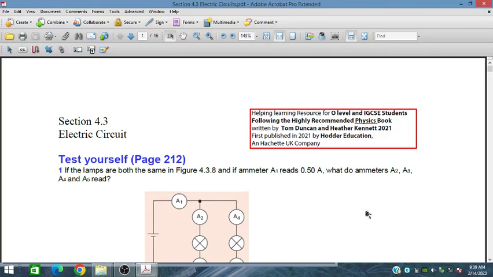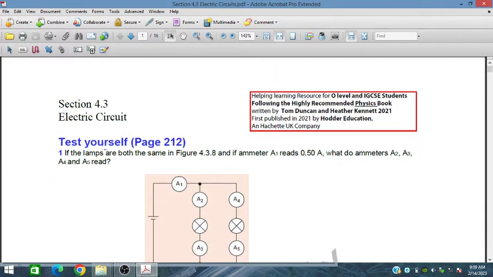Bismillah Rahman Rahim. In this session, we will discuss section 4.3, electric circuit, for another subject of O-level physics, also for IGCSE students. For this physics course, we have chosen this book of Tom Duncan and Heather Kennett, 2021, published by Hodder Education.